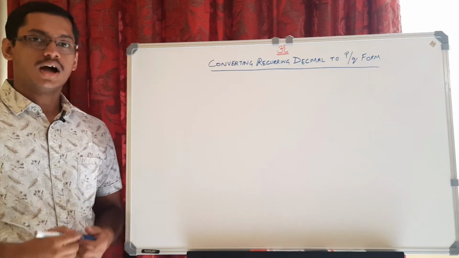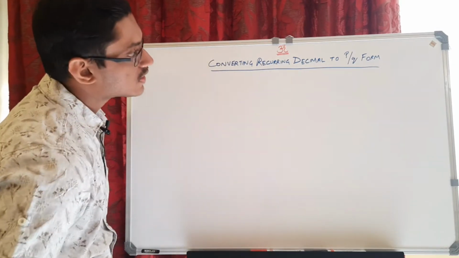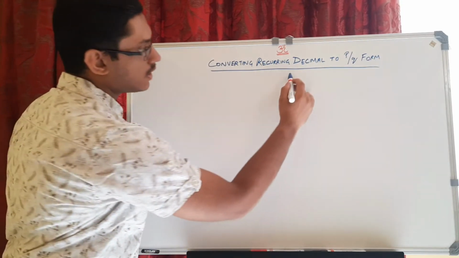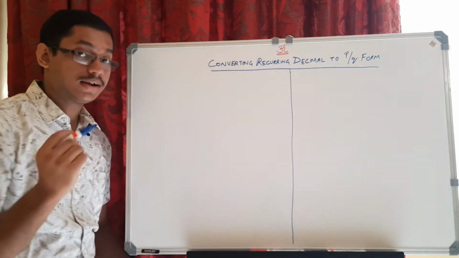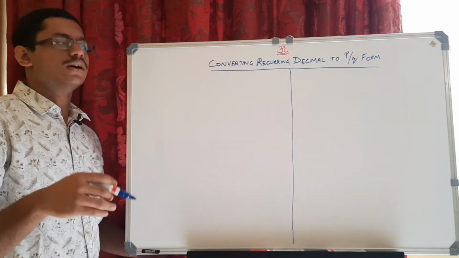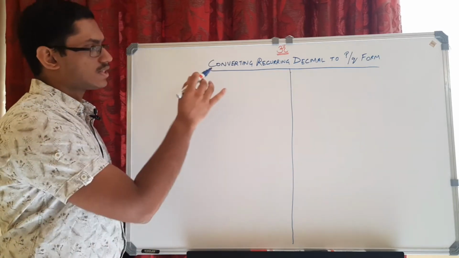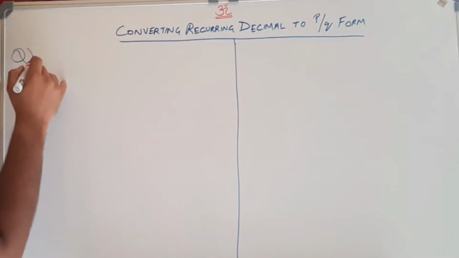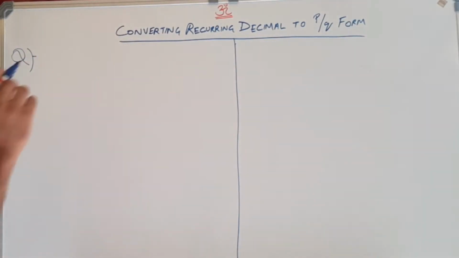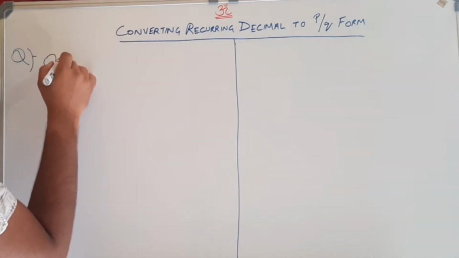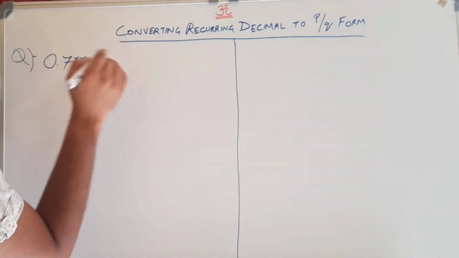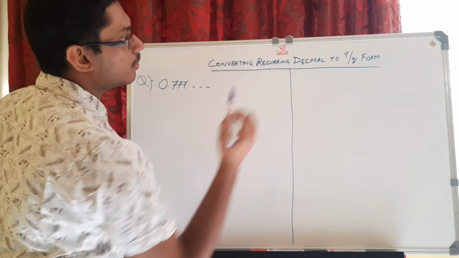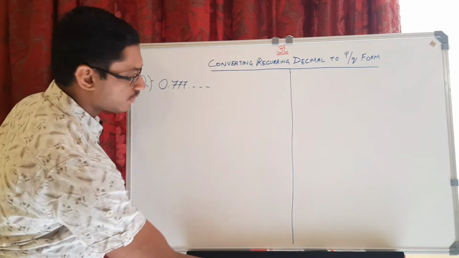Today we will see how to convert a recurring decimal to a p by q form. First of all, let it be clear that recurring means to repeat, repetitive. Now to understand this, let's see a question. The question is 0.777. The target is to convert this into p by q form. P by q form means a fractional form, okay?